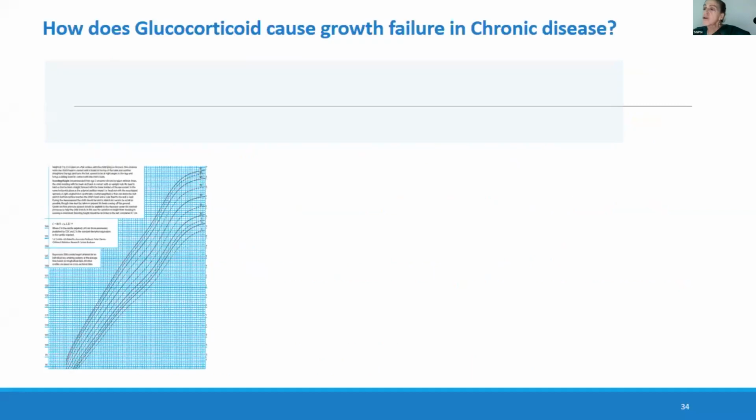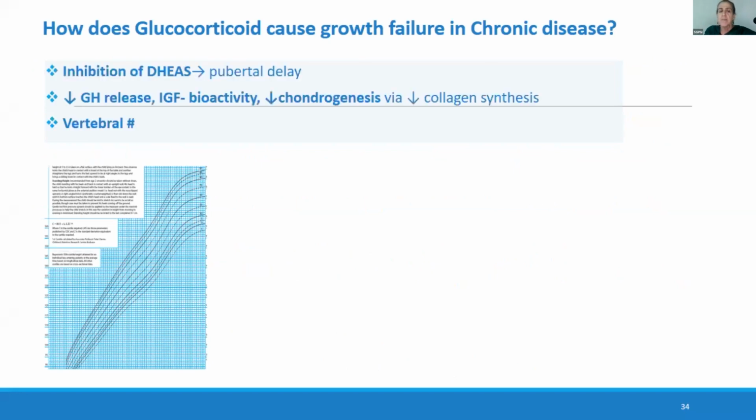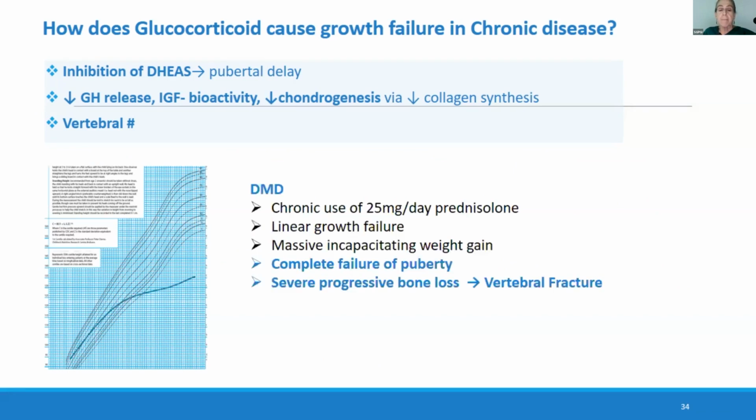How does glucocorticoid cause growth failure in chronic disease? It inhibits your DHEAS, so there's less pubertal onset and puberty is delayed. Growth hormone release and IGF-1 bioactivity are decreased. Chondrogenesis is decreased with less collagen synthesis, and vertebral fractures, of course, contribute to growth failure.